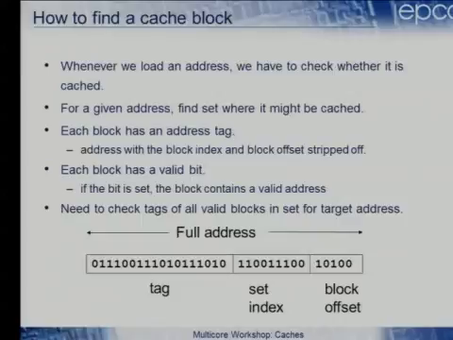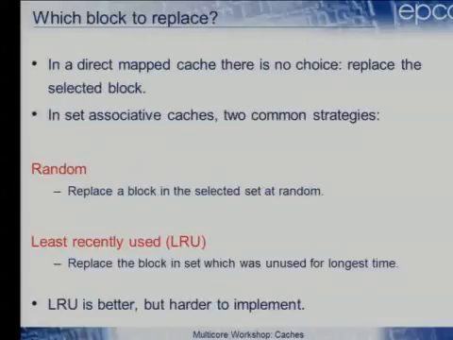So you have to check the tags of all the valid blocks in the set for the target address. That's what you have to do, assuming they're valid. I mean, you can skip the ones which are invalid. And I'll finish here before lunch. Which block do you replace?